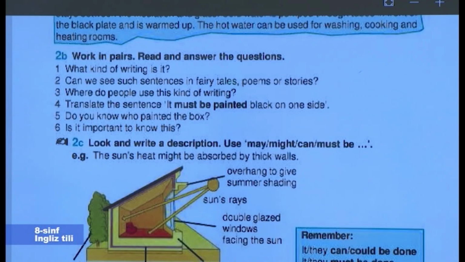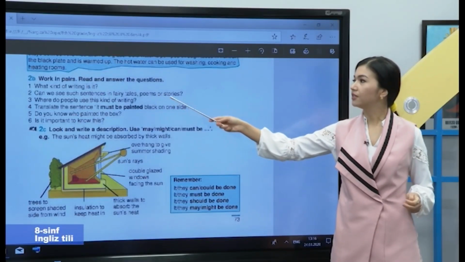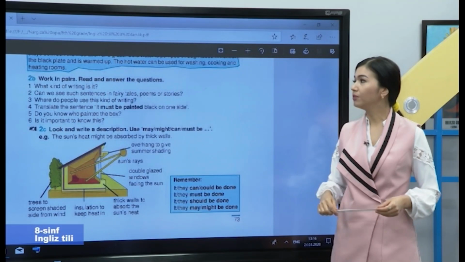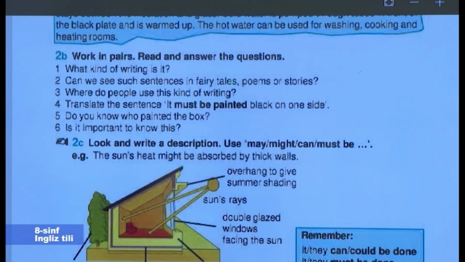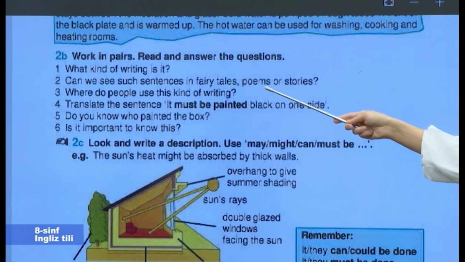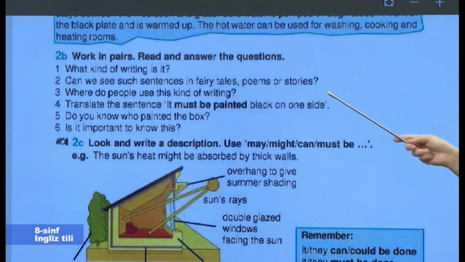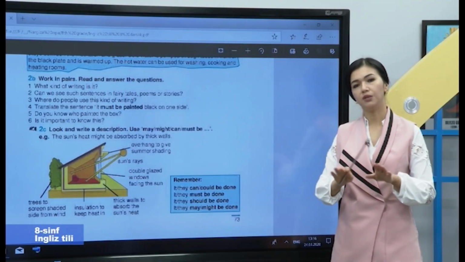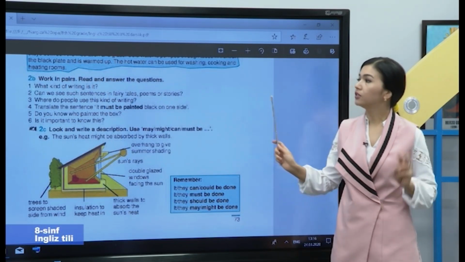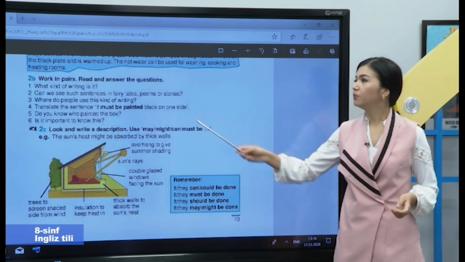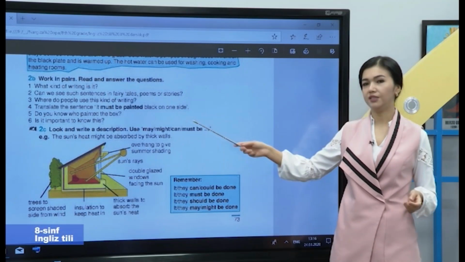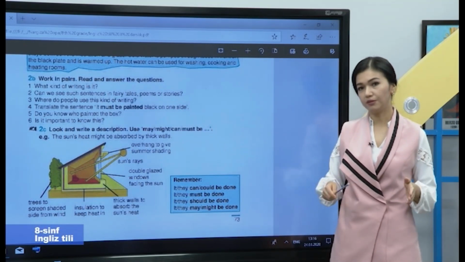The next one: can we see such sentences in fairy tales, poems, or stories? Do you know what fairy tales, poems and stories are? You should differentiate the meaning of them. And the third one: where do people use this kind of writing? Where do we use it?